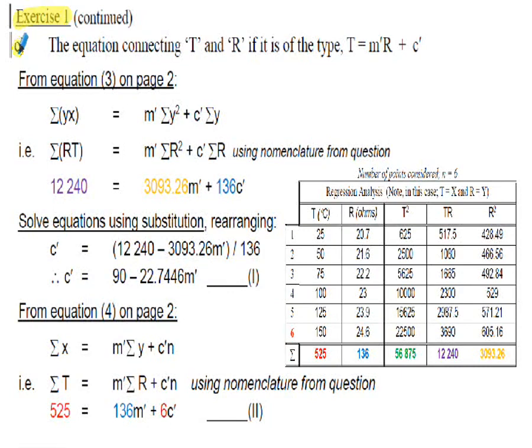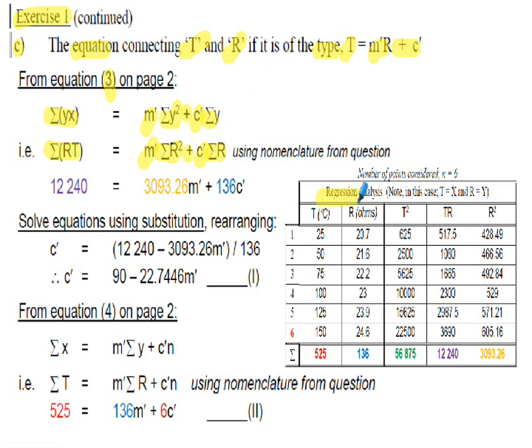Exercise 1 continued, part C. We're now asked to find the equation connecting T and R, so regression of T on R, if the equation is of the type T is equal to m dash R plus c dash. We're going to use equation 3 derived at the beginning of this presentation, and generically that is summation of yx is equal to m dash times summation of y squared plus c dash times summation of y. Using the notation in this question, that summation of rt is equal to m dash multiplied by summation of r squared plus c dash times summation of r.